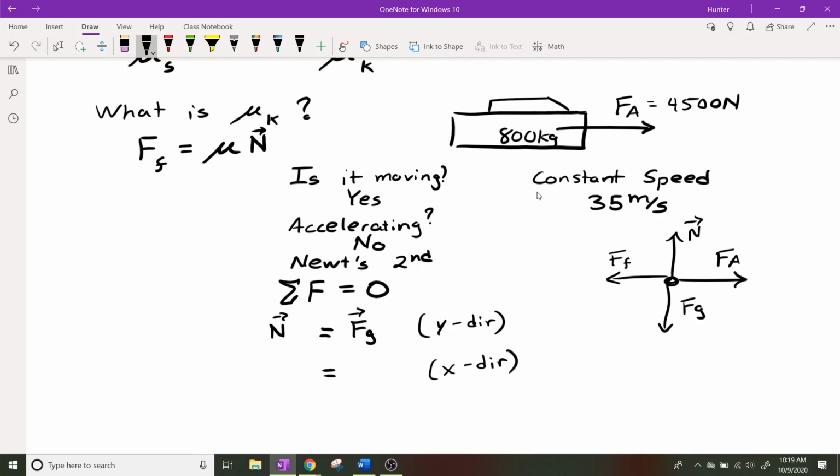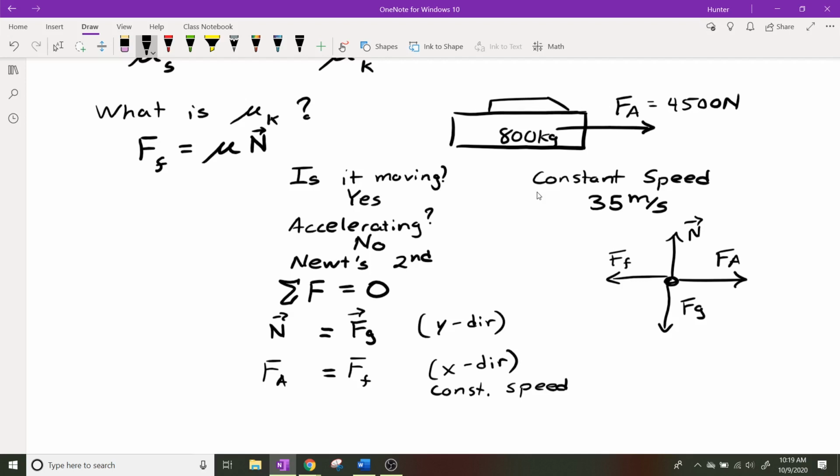Okay, so I know that my applied force, F of A, is equal to my frictional force, F of F. This only is happening here because of a constant speed. If it was accelerating, we could not do this. We would have to write that it's equal to the mass of the system times the acceleration, and we would be able to solve it that way. But since it is moving at a constant speed, the applied force is equal to the friction force.